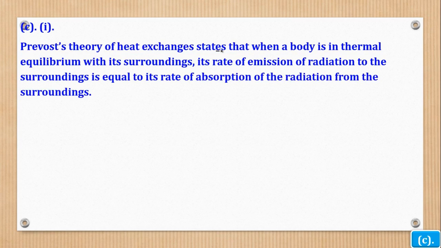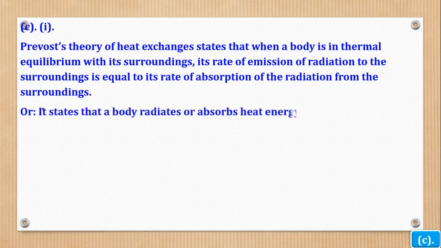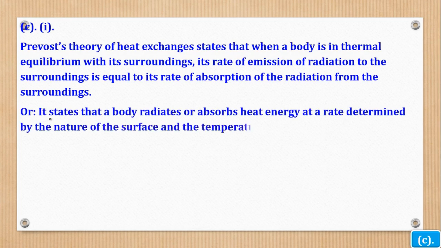You say that it states that when a body is in thermal equilibrium with its surroundings, its rate of emission of radiation to the surroundings is equal to its rate of absorption of radiation from the surroundings. Alternatively, you can say that a body radiates or absorbs heat energy at a rate determined by the nature of the surface and the temperature of the surroundings. That was Roman 1. What about Roman 2?